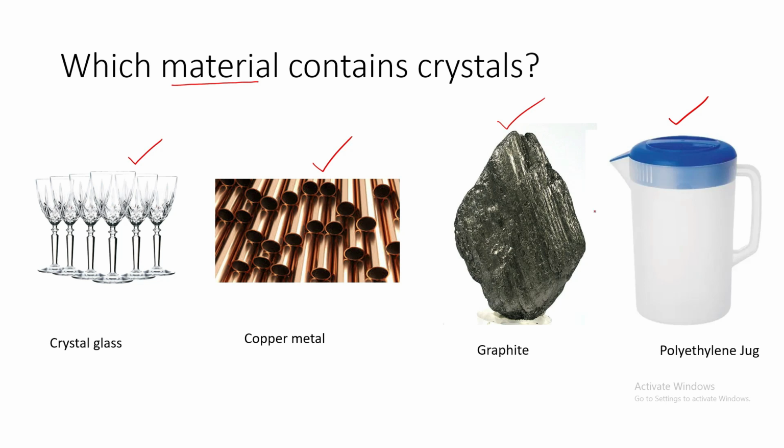Contrary to popular wisdom, the crystal glass does not have a crystalline structure, and all the other materials have crystalline structure. It is called crystal glass because glass is basically amorphous, but here you are adding some impurities which cause a high refractive index, which makes the light bend more, and it looks crystalline.